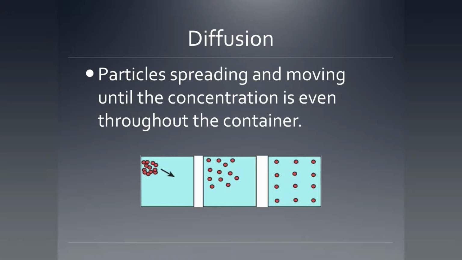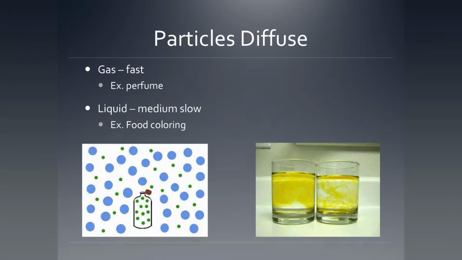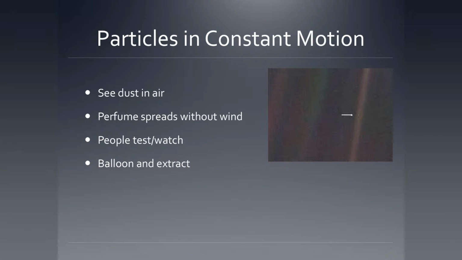Basically, it's when we have a high concentration of something that will spread out evenly until it fills the entire container in the same amount. So rather than having perfume in one spot that's very concentrated, that perfume will spread throughout the whole room so that you could have perfume particles everywhere. Or when we drop a drop of food coloring in a glass of water, rather than the food coloring staying together, they will diffuse or spread out so that the entire liquid is colored with whatever color the food coloring was. So let's look at some evidence that particles are in constant motion.